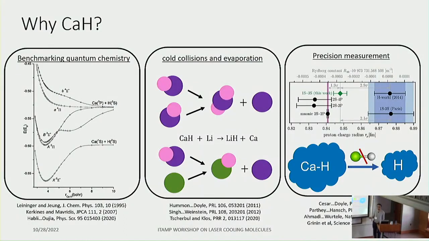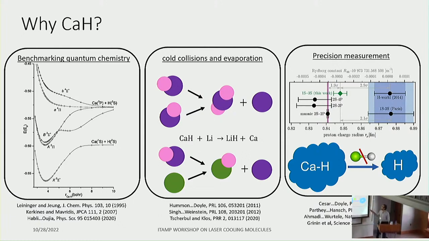So maybe first of all, I'll tell you why we want to work with calcium hydride. At a very basic level, you can use experimental data that you obtain from studying a molecule like calcium hydride to benchmark quantum chemistry calculations. Most of my talk is going to be that today. But imagine once we have successfully cooled calcium hydride, we can study chemical reactions. We can study cold collisions between calcium hydride and itself, between calcium hydride and an alkali. For example, there are proposals for how you can do evaporative cooling with calcium hydride and lithium atoms.